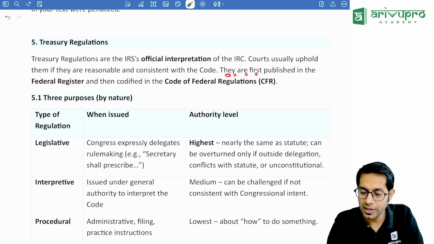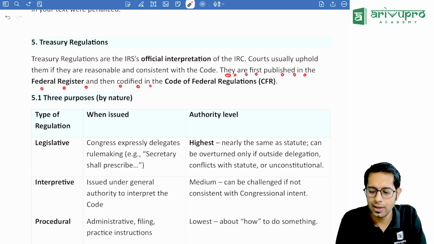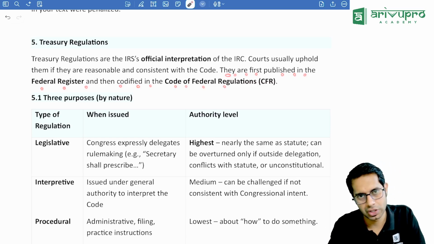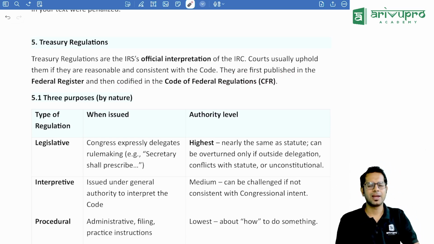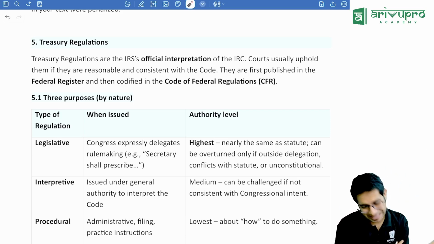They are first published in the Federal Register and then codified in the Code of Federal Regulations. So they will first be published. It is just like the law which is made in India. I'm just taking reference. It does not mean it works exactly like that over there.